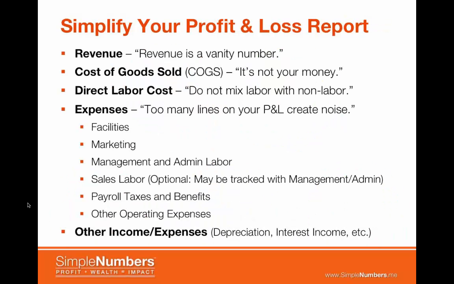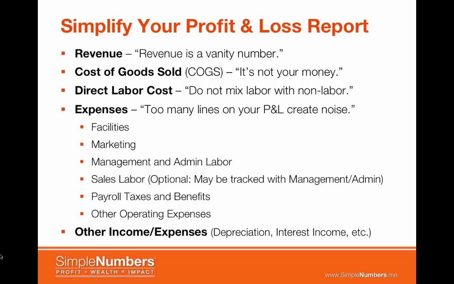So ultimately, we created a simplistic P&L structure that takes into account these items. So revenue, remember, revenue is a vanity number. Revenue is vanity, and profit is sanity, and cash is king. Cost of goods sold, it's not your money. Cost of goods sold is bait to get people to come to you to get that thing that they're going to pay you for, and ultimately what you have left over is gross margin, and that's what you really start with. Direct labor, as we say, don't ever mix labor with other non-labor costs.